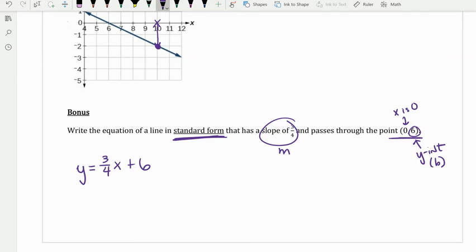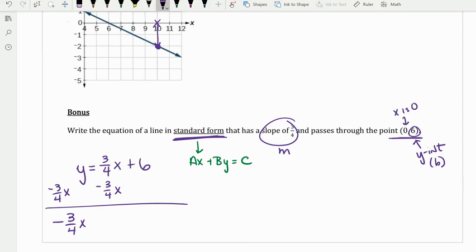Great job. Okay, then to put it into standard form, I'm going to take that equation, and remember standard form is ax plus by equals c. So I want to move the x term over to the left, so I'm going to subtract 3/4 x on both sides. That will give me -3/4 x, and then I've got a positive y, those are gone, whoops, equals 6.